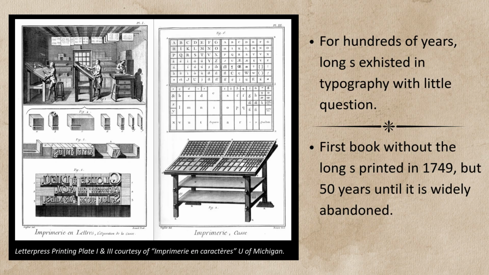A 1637 Star Chamber decree limited type production in England to only 4 producers. These restrictions limited free thinking, questioning, and creativity for font and typography development. In the 18th century, that began to change. And while the first book in English to be printed without a long S was in 1749, it was another 50 years or more before it is widely abandoned in English printing offices.